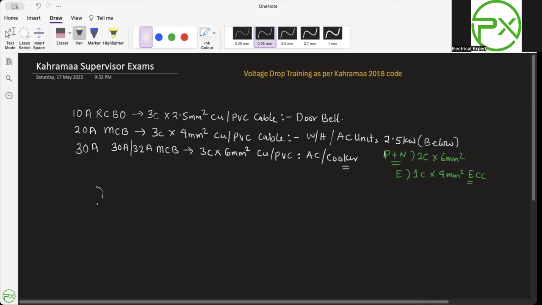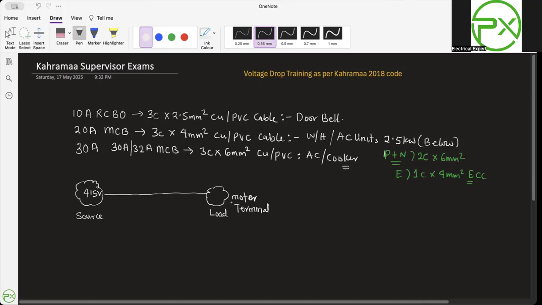Let's say I have my source here. Let me consider this as 415 volts. I'm running this voltage to my load, a motor terminal. Let's say this is my load, and I label it as the motor terminal.